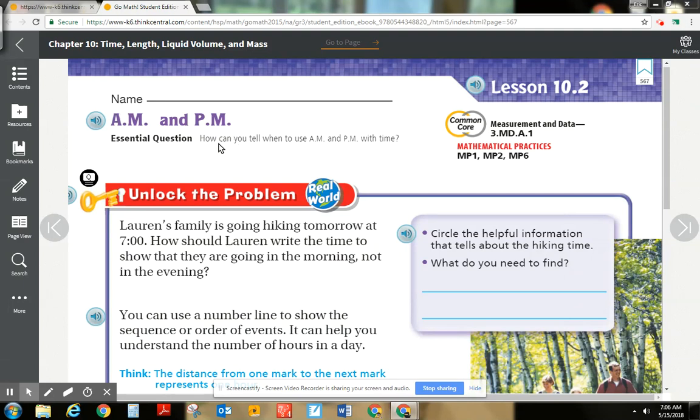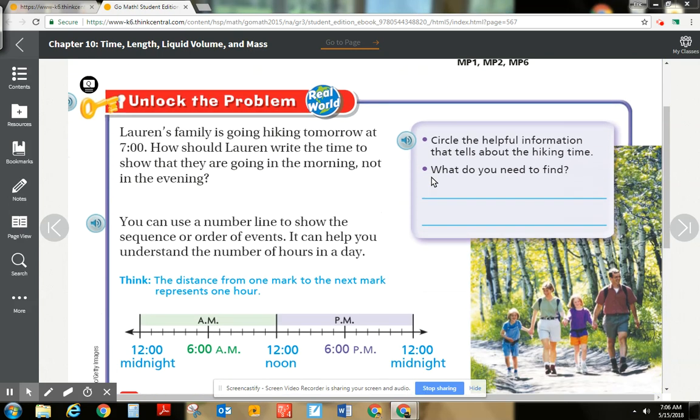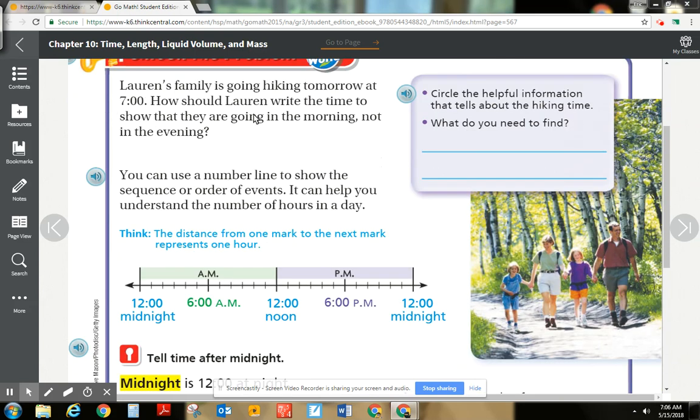We are doing third grade Go Math lesson 10.2 today, and 10.2 focuses on AM and PM. We are really going to be focusing in on this essential question: How can you tell when to use AM and PM with time? This concept of AM and PM really helps us know when during the day something is going to be taking place.